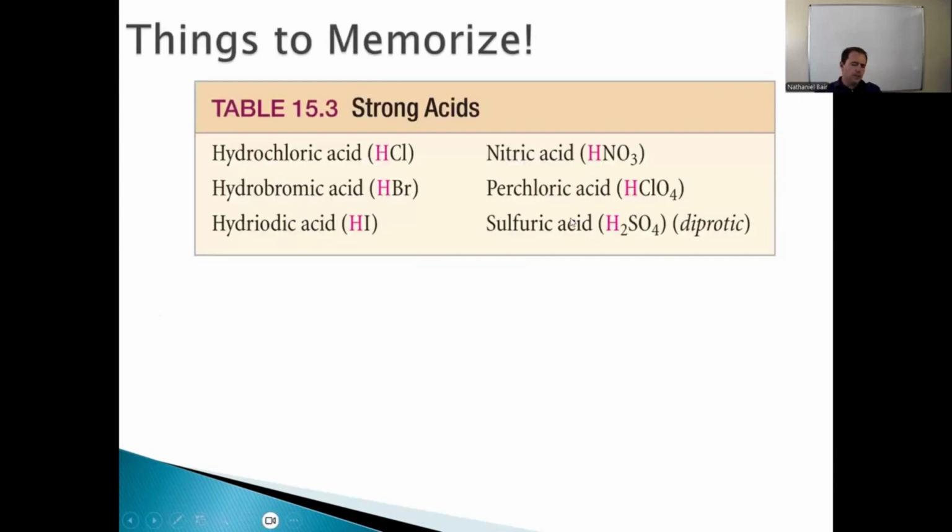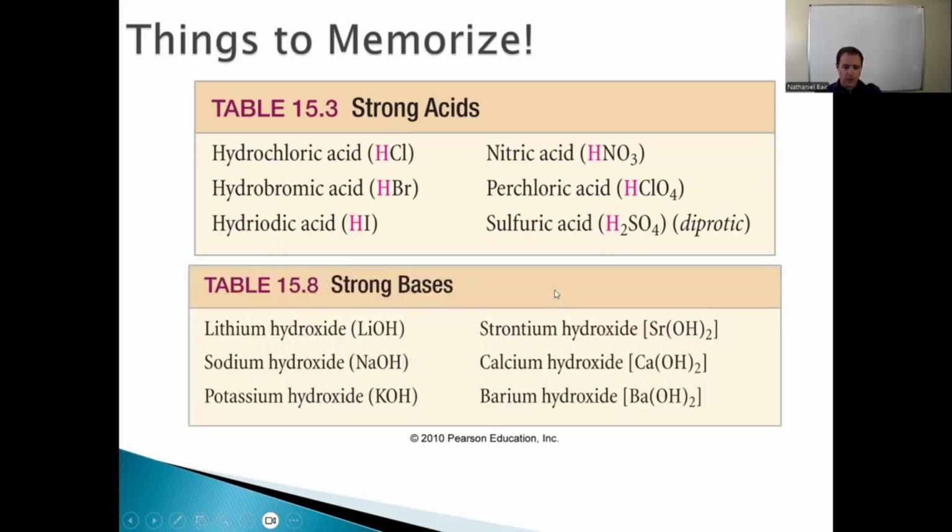Before we get into the pH scale, since we're talking about acids, here are the 6 strong acids that we would like you to memorize. Hydrochloric, hydrobromic, hydroiodic, they are the binary strong acids. And then here are the ternary strong acids, HNO3, HClO4, and H2SO4. Strong bases, we're going to talk about those in a moment. There are 12 of those. These are the main 6.